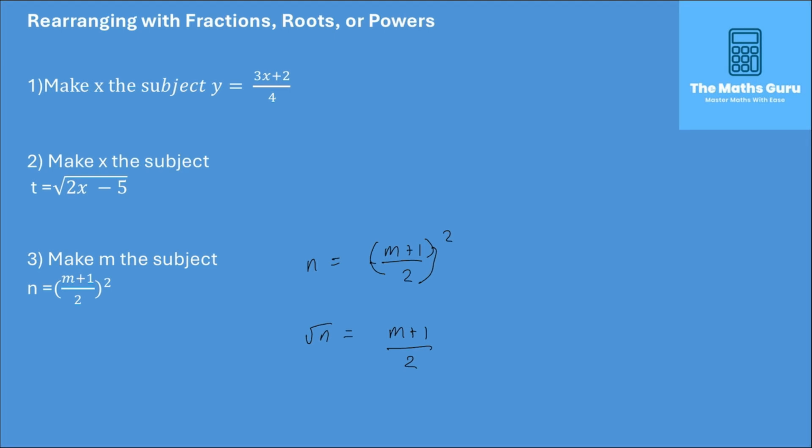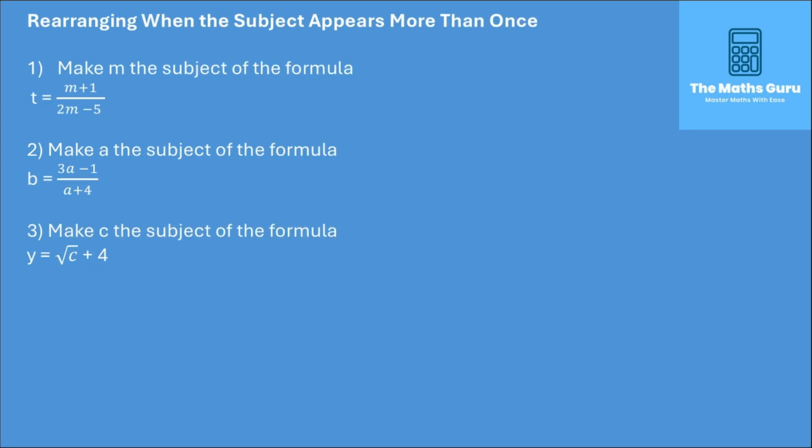Now, as I mentioned previously, we need to get rid of our denominator, and the way we do this is timesing through by our denominator. So we times 2 on both sides of our equation, and we get 2 root n is equal to m plus 1. Now, m is being added to 1. To reverse this, we minus 1 from both sides to get 2 root n minus 1 is equal to our m. That is our formula.